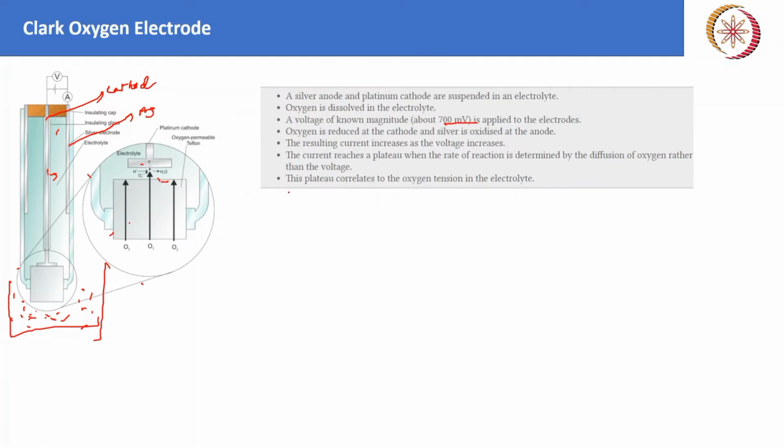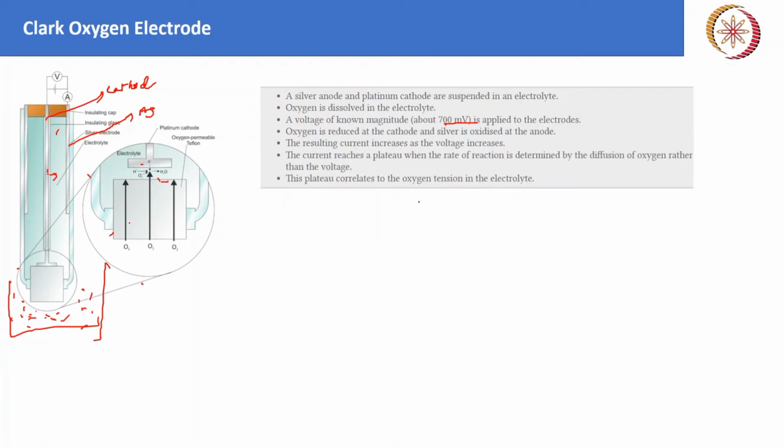So basically whatever voltammogram we have measured, we are scanning the potential and measuring the current. Here also one can determine the diffusion of oxygen: rather than the voltage, you can measure the current, and that is proportional to the oxygen concentration. Okay, so the plateau is correlated to the oxygen tension in the electrolyte.